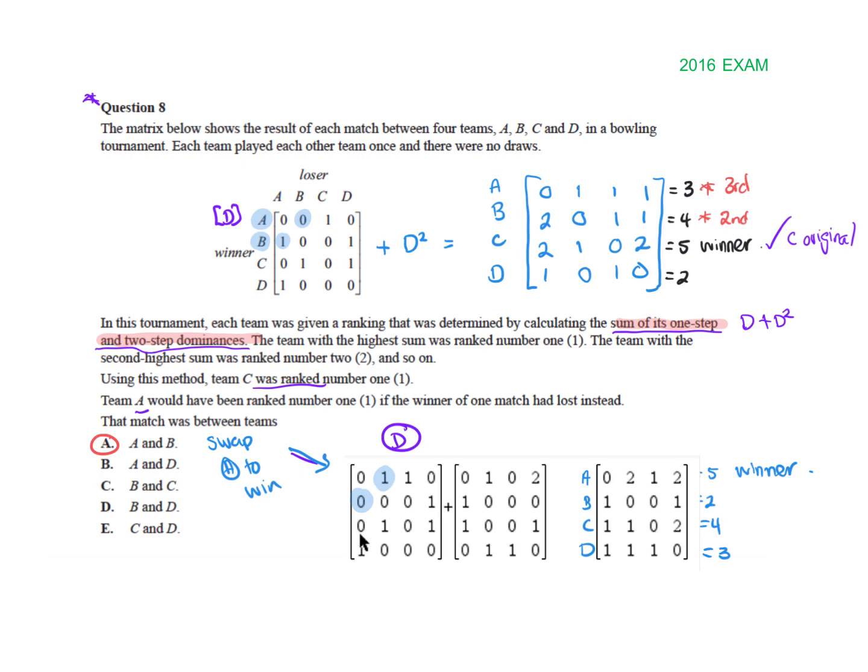And so this has created the new dominance matrix. So here you can see that. Then I squared it and I added D plus D squared and I see what happens. And when I do that, yes, I get A the winner.